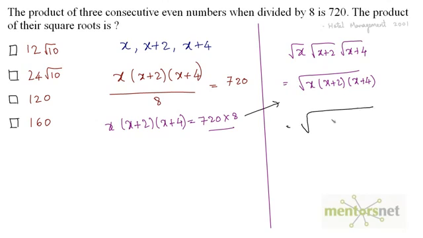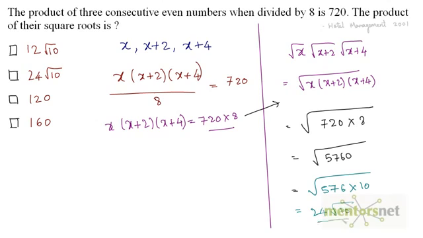This is equal to under root of 720 times 8, and 720 times 8 is equal to 5760. This can be written as under root of 576 times 10. And we know the under root of 576 is 24. So this is equal to 24 root 10. So we have our answer, 24 root 10.